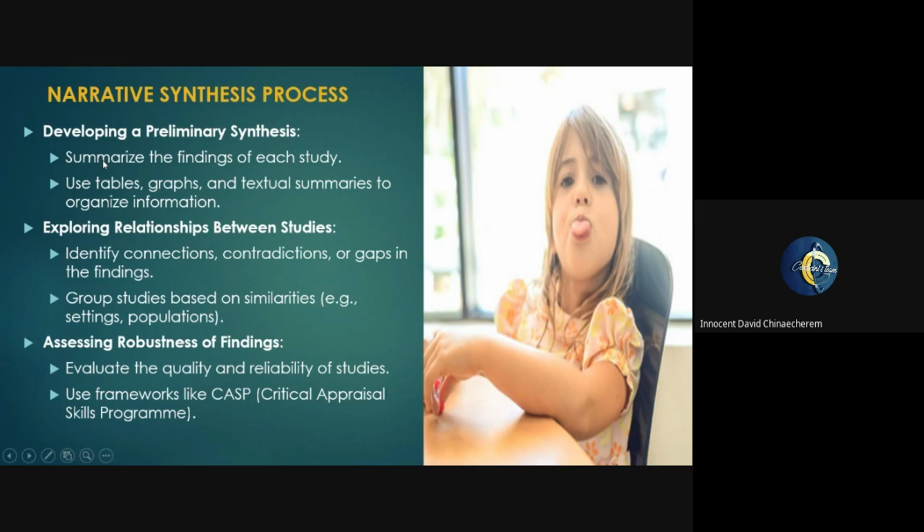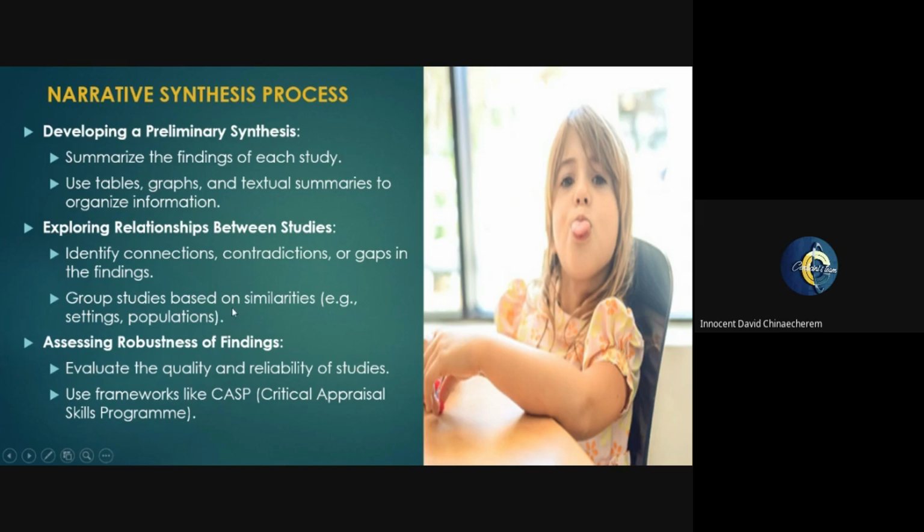That is largely when we're performing our data extraction, where we summarize the findings of each study. We use tables, graphs, sometimes also textual summaries to organize the information. Then we need to explore the relationships between the studies, and that is very pertinent. We're also going to demonstrate that in our AI automation for our narrative synthesis. What we do here is identify the connections, contradictions, or gaps in the findings, which is also going to form part of our detailed prompts.